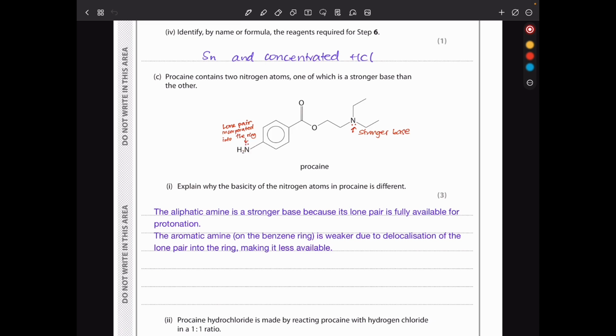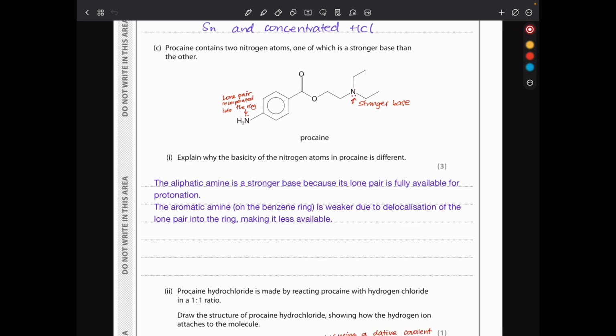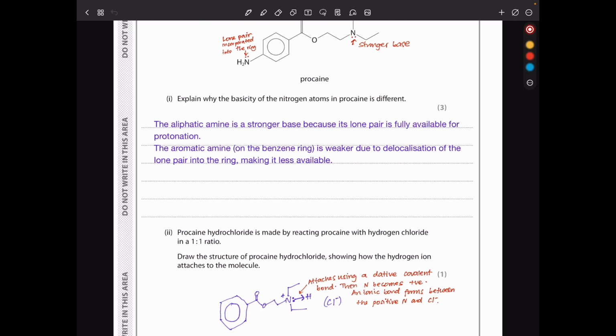The lone pair here is going to be incorporated in the ring, not so available to be donated, while this one is farther away from the ring, so it is more available, so this is going to be the stronger one in comparison to that. This explains why the basicity of the nitrogen atom in procaine is different. Like I've said, the aliphatic amine, talking about this, is a stronger base because its lone pair is fully available for protonation. The aromatic amine, this one, on the benzene ring is weaker due to the delocalization of the lone pair into the ring, making it less available.